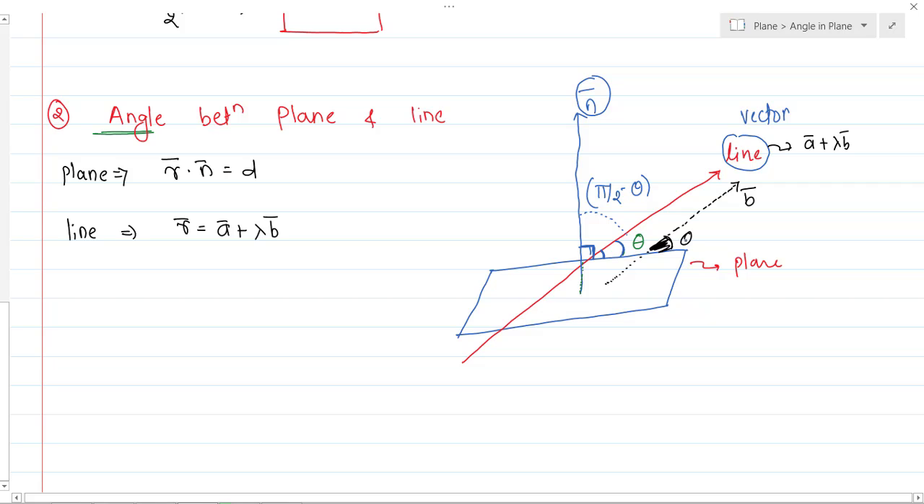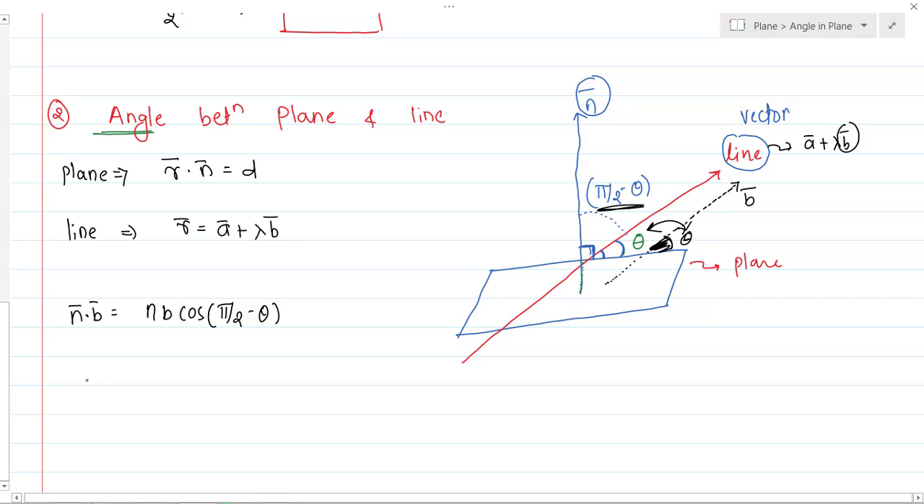So this theta and this theta are both the same. Perfect. So you have the vector b bar and the vector n bar. If I take n bar dot b bar, which is nothing but n into b into cos of the angle between them. What is the angle between n bar and b bar? This is nothing but pi by 2 minus theta.